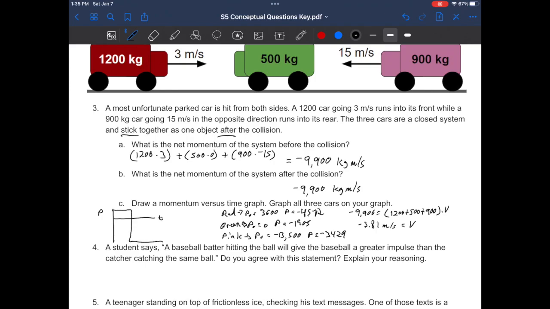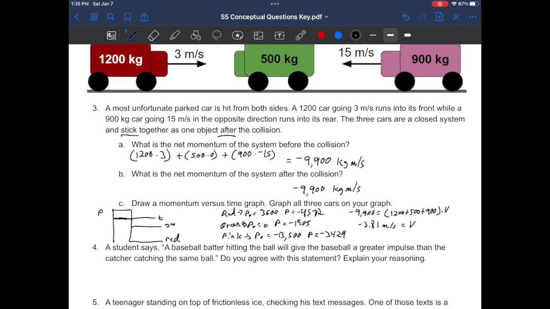So when we draw the graph, the red one's going to start positive and go negative. I have it being the most negative at the end. The green one's going to start at 0, and it's going to drop down to negative 1,905.